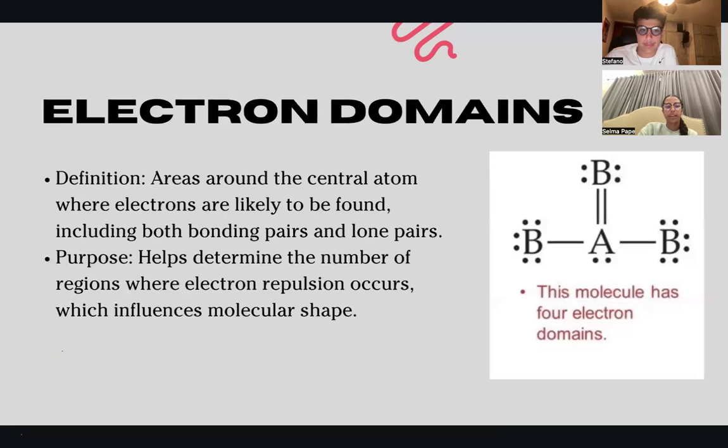Electron domains. The definition is the areas around the central atom where electrons are likely to be found, including both bonding pairs and lone pairs. Purpose: it helps determine the number of regions where electron repulsion occurs, which influences molecule shapes.